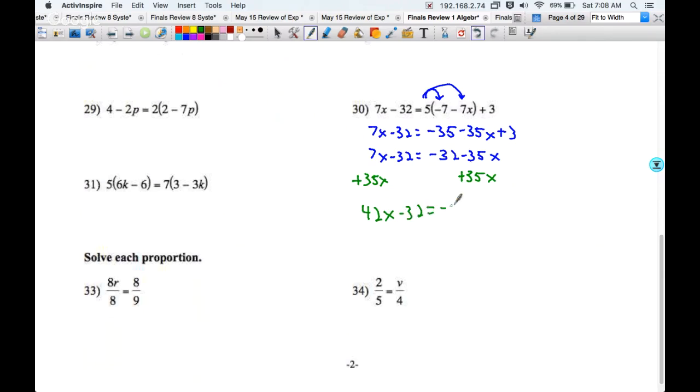Minus 32 equals negative 32. Add 32 to both sides. We have 42x equals 0. Divide both sides by 42. x equals 0 here as well. That, I have an answer key here.